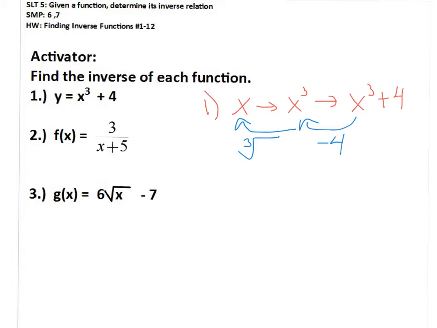So our inverse function, remember the notation is the name of the function to the -1 equals, and then what I'm going to do is x minus 4, and then the next step is this cube root, so then the cube root of all of that.